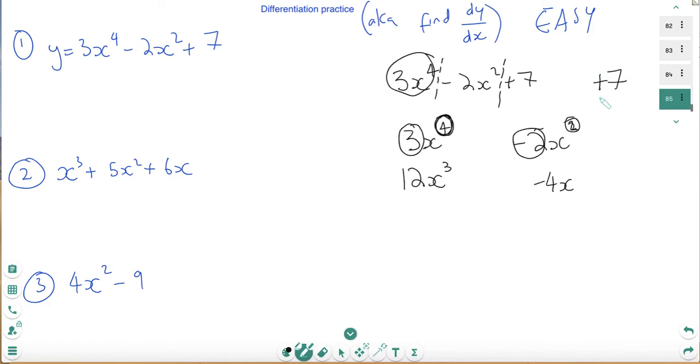Remember guys, if it's just a constant, just a number by itself, to differentiate it, it just gets eliminated, so it's gone. So our final answer for this one will be dy over dx is equal to 12x cubed minus 4x. Okay, let's look at the next one.